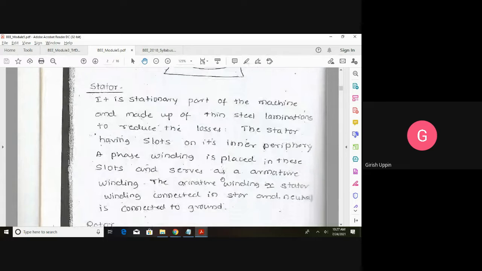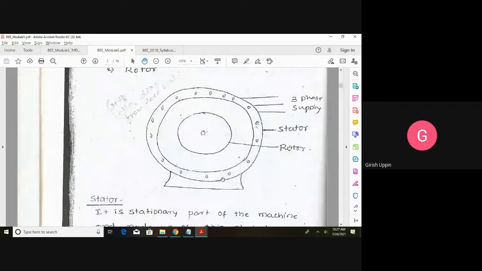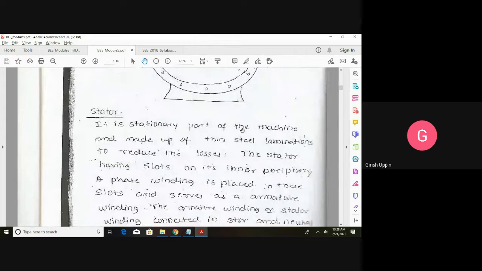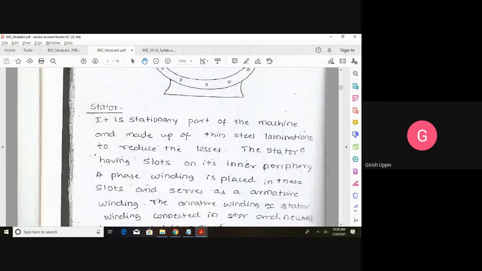Stationary rotor, it is the stationary part of the machine. That is rotor. Stator is this one. So the outer stator, which is static, has slots on the inner periphery, and all the three phase windings are placed in those slots. It is a stationary part of the machine and made up of thin steel laminations to reduce the losses.